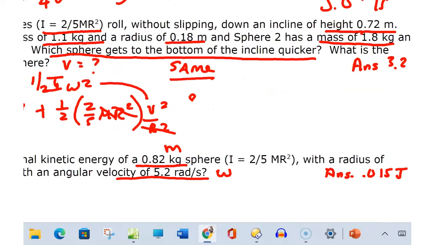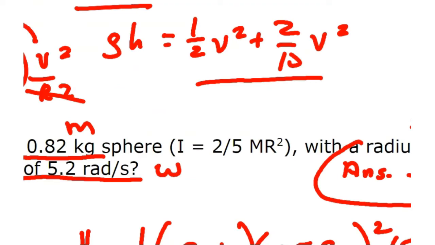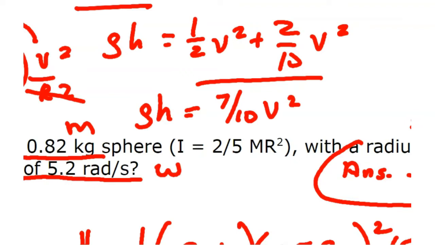So when we clean it up, we get gh is 1/2 v squared plus 1/2 times 2/5. That's 2/10, which is of course 1/5. But m's cancel out, r squared cancel out, so it's v squared. I have to add these two. So 1/2 is 5/10. 5/10 plus 2/10 is 7/10. So gh equals 7/10 v squared.